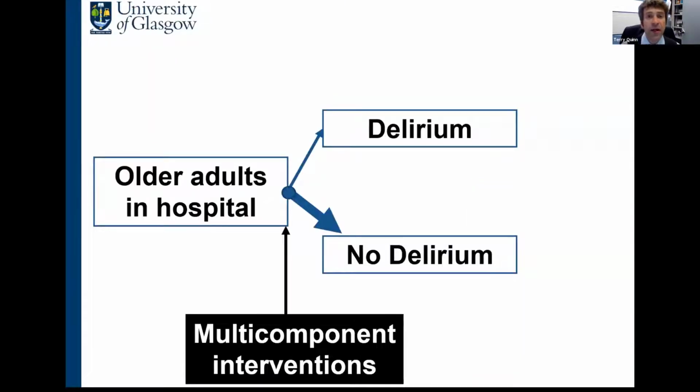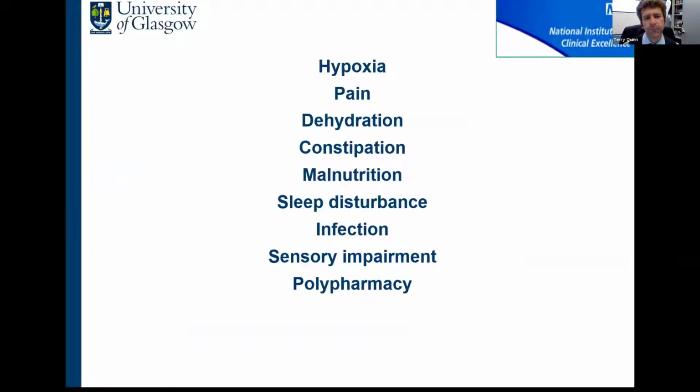So that's where we were, and we were very happy, but the review didn't really answer the questions that clinicians and people setting up services wanted to answer. So what we had shown was, if you take a group of older adults in hospital and you do a multi-component intervention, it seems to prevent delirium. But what we hadn't shown was what that multi-component intervention should be. It was the classical black box. It works, but we hadn't defined what the ingredients were.